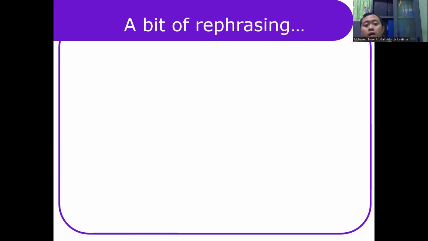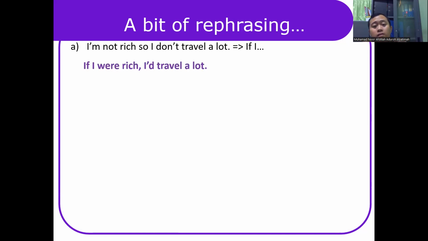Okay, a bit of practice. I have a sentence here, and I ask you to change it to conditional sentence. For example, I'm not rich, so I don't travel a lot. How to form it into a conditional sentence? If I were rich, I'd travel a lot.